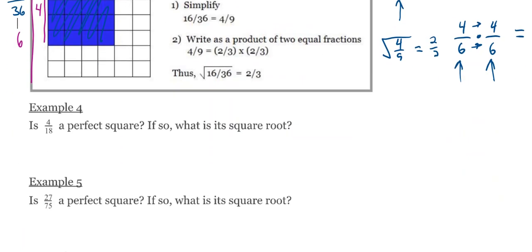Okay. Now, is 4 over 18 a perfect square? How do we know? Well, let's just try it. So 4 over 18. Let's just do what we did before. Okay, 4, I know that one. That's 2, right? Square root of 4 is 2. 18. Nope, doesn't actually work out. So, nope.